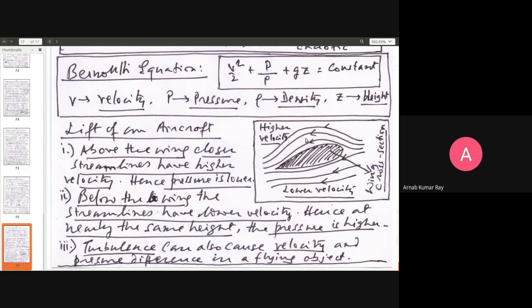Anyway, the whole idea is that higher velocity above the wing, lower velocity below the wing. As a result, higher pressure below the wing, lower pressure above the wing. As a result, you get a lift from this.